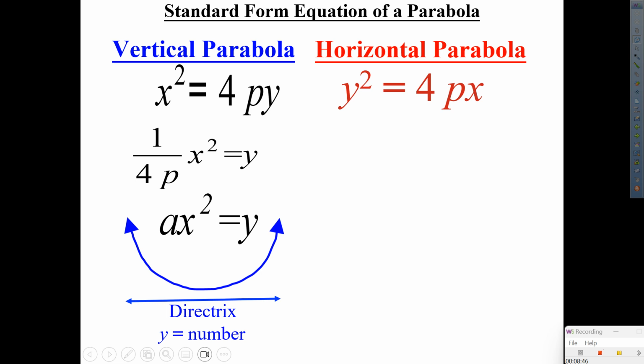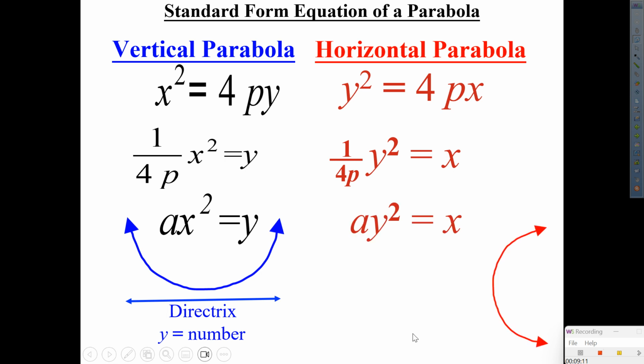And if you notice, very similar. The only thing, for vertical, we start with x squared. For horizontal, we start with y squared. And show your neighbor horizontal, what that looks like, horizontal. Yeah, side to side. So here's other ways that that equation looks, like that, and look at the parabola. It goes to one side or to the other side, and the directrix looks like this.